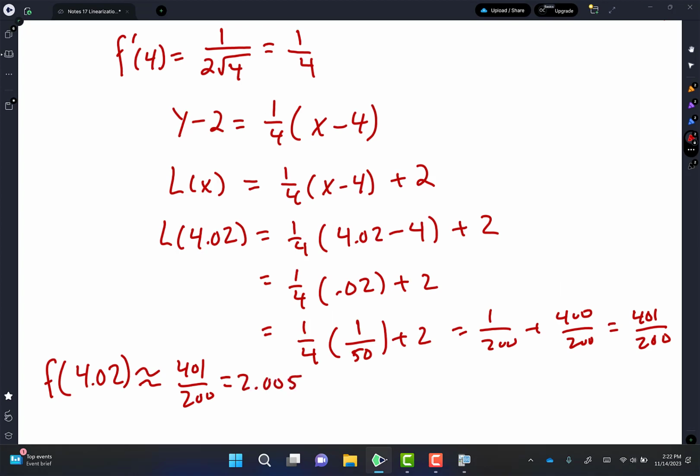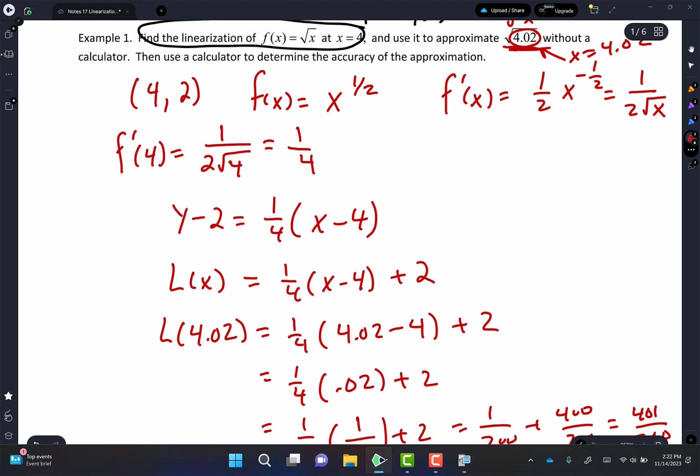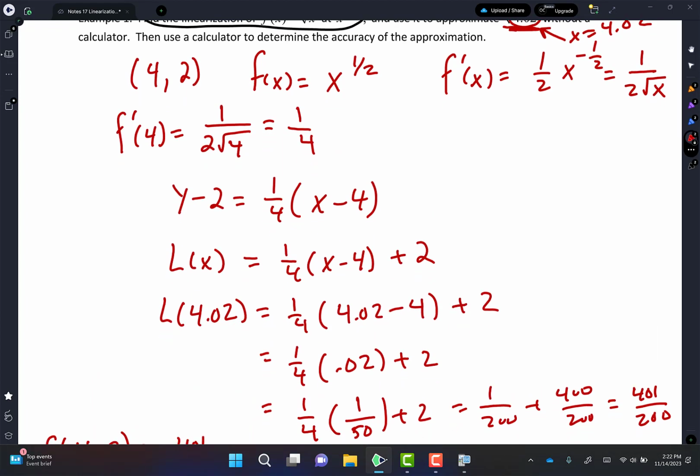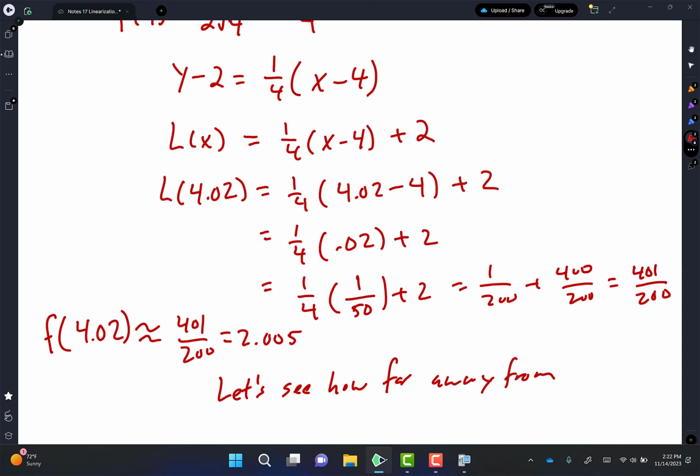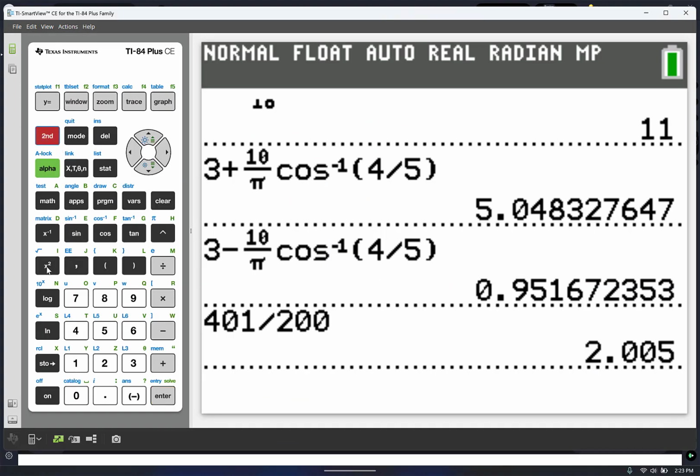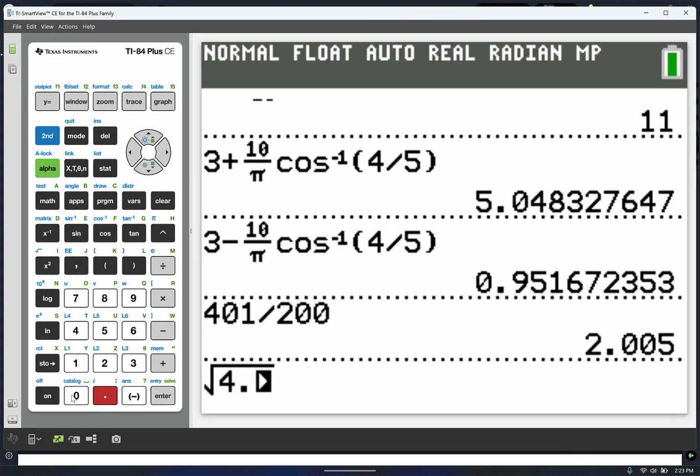Let's see how close that is to the exact. Use the calculator to determine the accuracy of the approximation. Let's see how far away from exact. Square root of 4.02, let's see what it is.